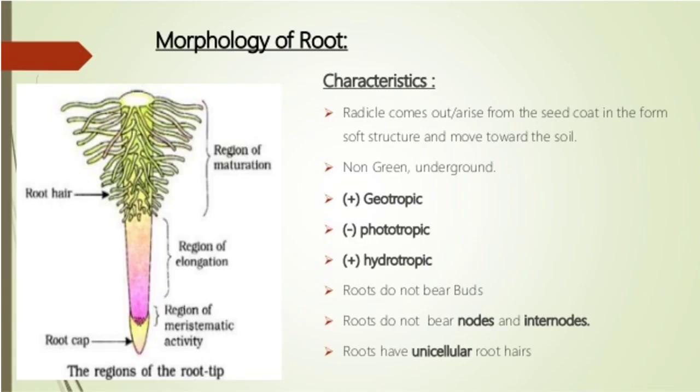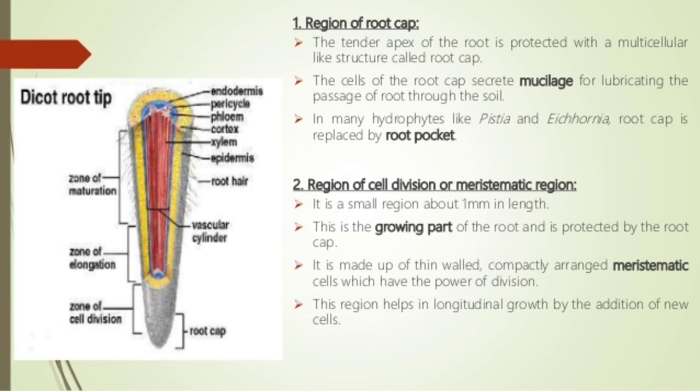So, morphology of root. Some characteristics of roots: the radicle comes out, arising from the seed coat in the form of a soft structure and moves towards the soil. It is the non-green underground part of the plant, and it shows geotropic, phototropic, and hydrotropic movement. Roots do not bear nodes and internodes. Roots have unicellular root hairs.